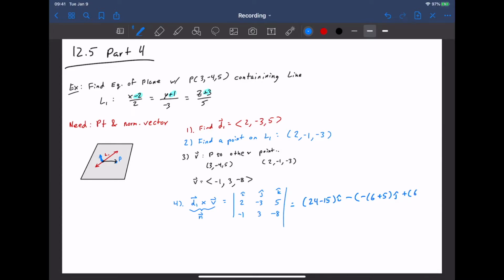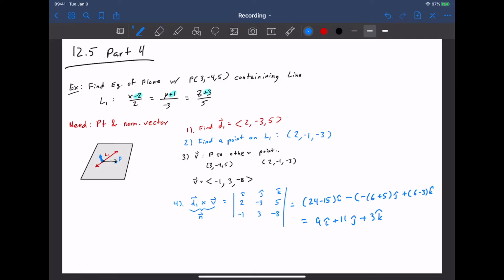6 minus 3 in the K direction. Or 9I plus 11J plus 3K. No easy way to scale that up or down.